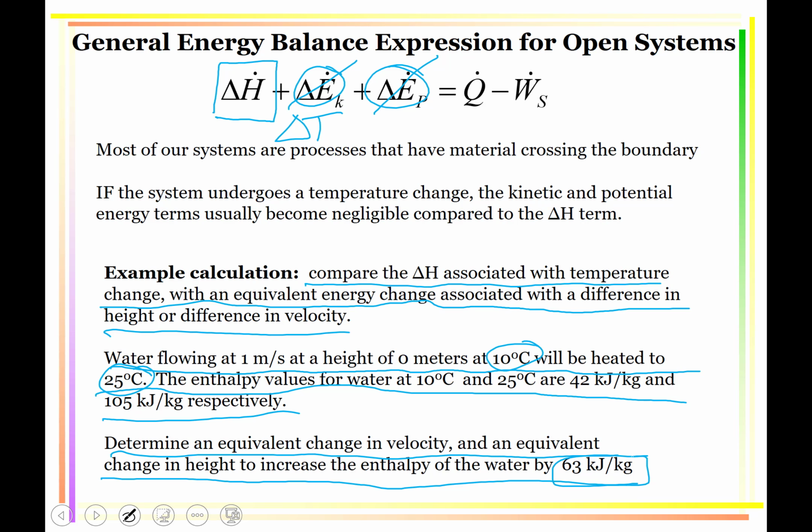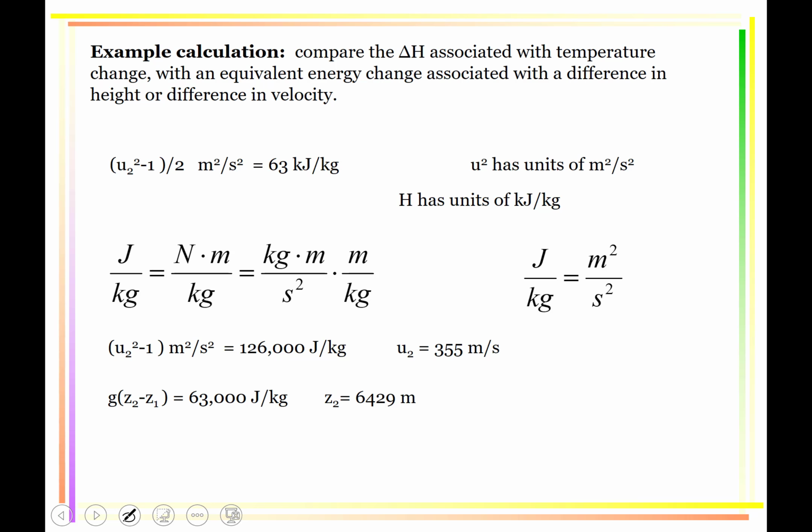Now let's calculate the equivalent change in velocity. The kinetic energy is calculated by U2 squared minus U1 squared, and U1 is 1. So if we start at this velocity, what would be the final velocity to get 63 kilojoules per kilogram? We can do this calculation. First I converted this to joules per kilogram, and then we solve and we find that U2 is 355 meters per second. So that's really fast. It's almost supersonic.